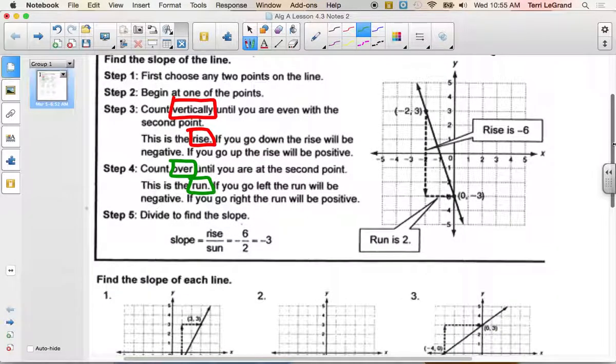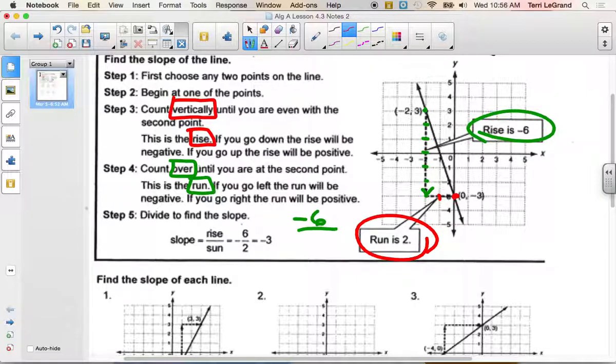So notice the one that they did here. Which point did they start at? Well, we know that they started at this one right here because they have the arrow showing that they went down from it. Starting at that point, they went down 1, 2, 3, 4, 5, 6, until they were straight across from the other point. So the rise, notice they said, is -6. So -6 gets put upstairs in our slope. And then we count over 1, 2 to get to that other point. So the run is a +2.